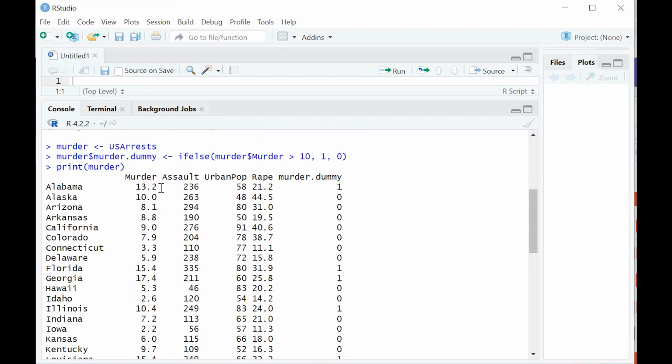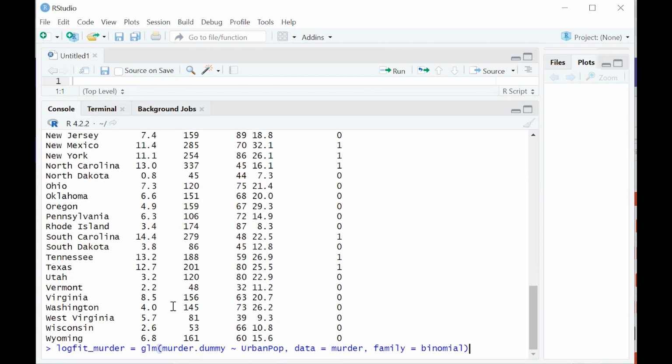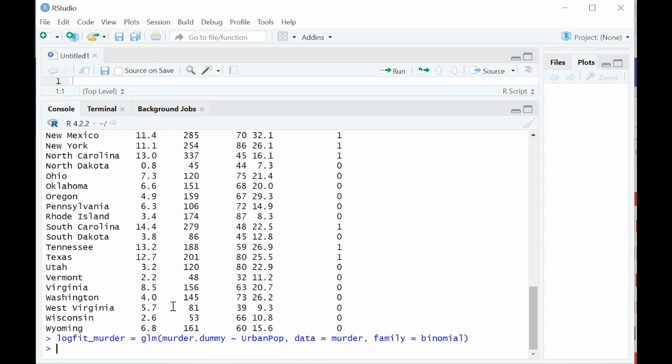So for example, if we look at Alabama, it's 13.2, that's clearly over 10, so that would be a high murder state. Alaska at 10 would be a non-high murder state, and so on. Now, I'm going to show you the command to run a logistic regression, and then I'm going to show you how to use the Broom library to make that a lot more easily interpretable.